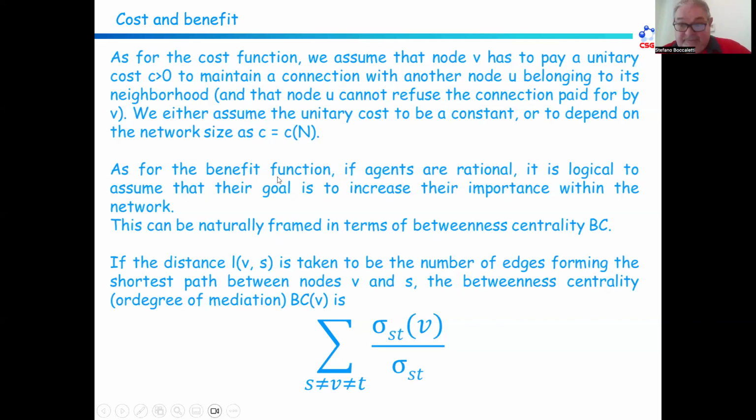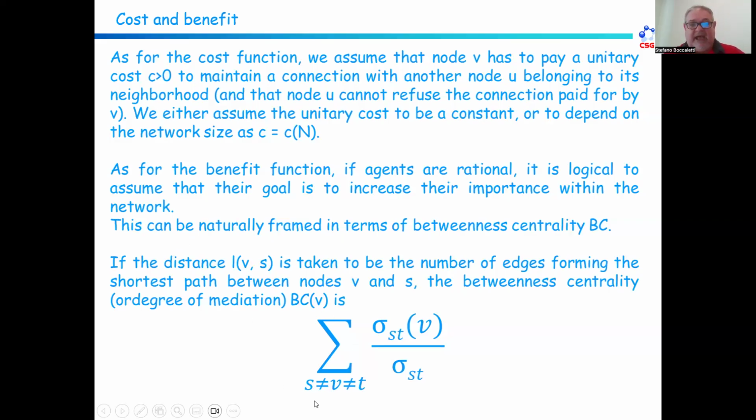For the benefit function, once again, we were inspired by social networks. What is the goal of the member of the social network? It is to become an influencer. That is, to become central in the flow of information of the network, or if you want, to increase their visibility inside the network. And this is naturally framed by the betweenness centrality. So what is the betweenness centrality?